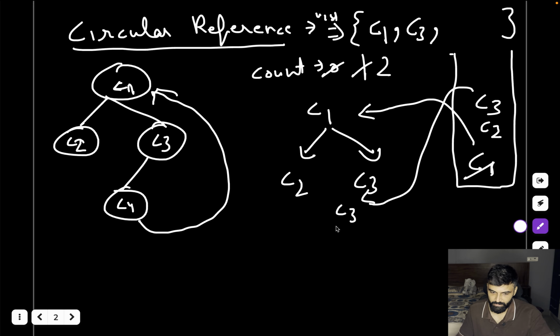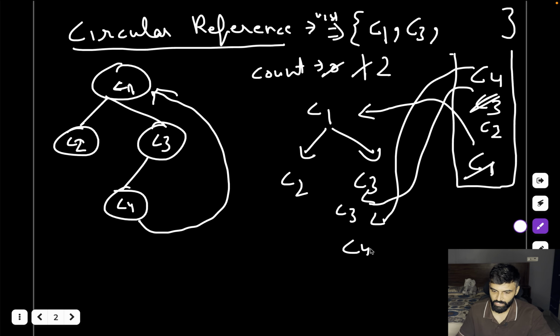Then check the child of C3. There is C4, put it into the stack. Then I will pop out the last element again, C4, increase the count to 3, and check if it is inside the WeakSet. It is not there, put it. Okay, then check if there are any child elements. There is one, C1, put it inside the stack, C1.